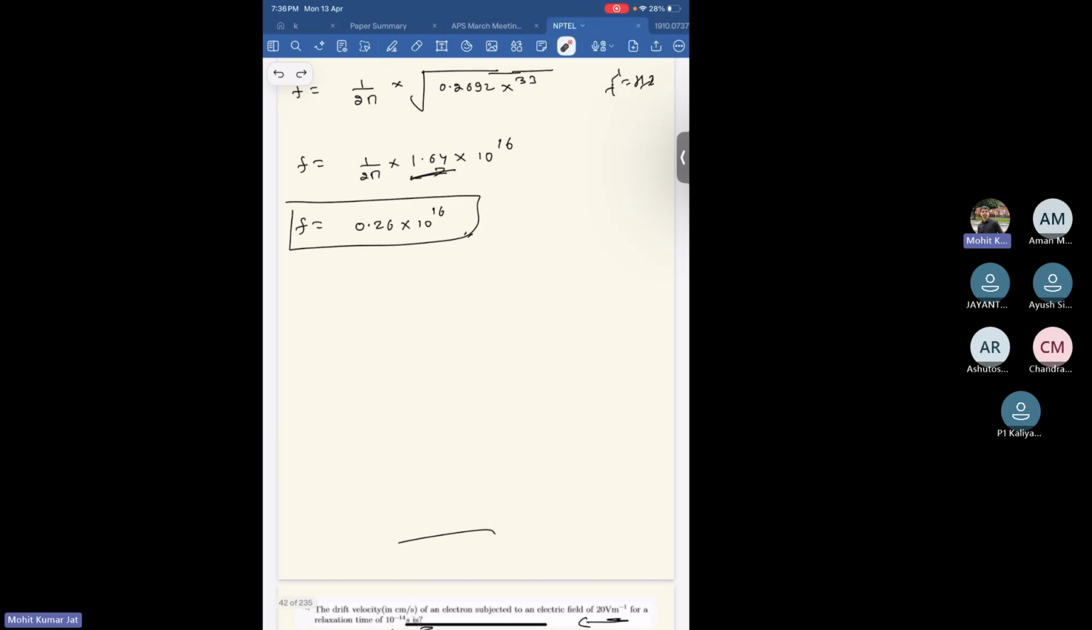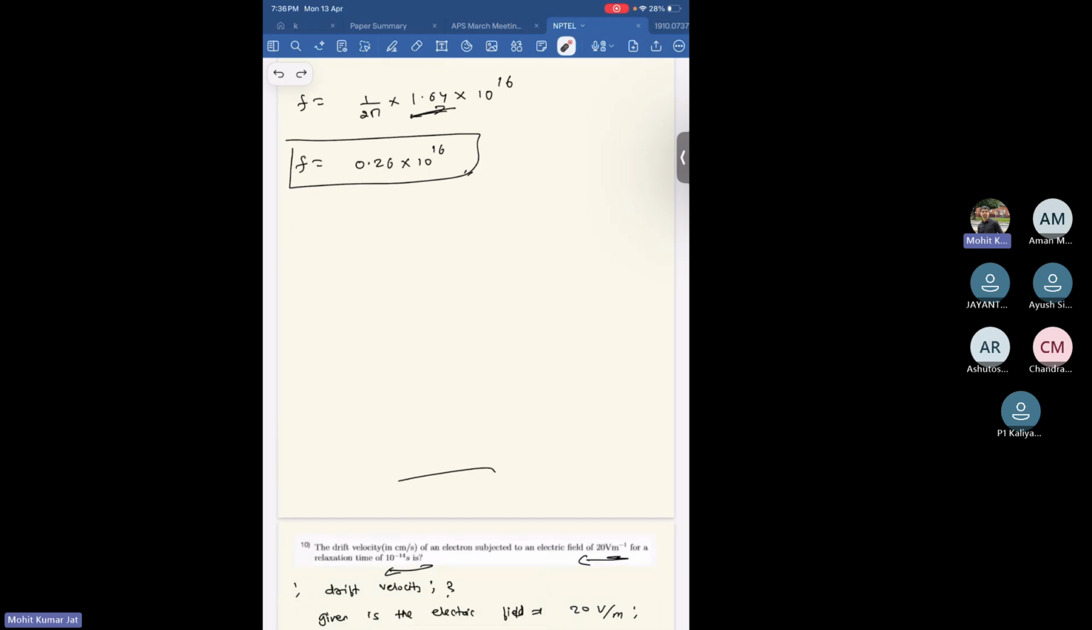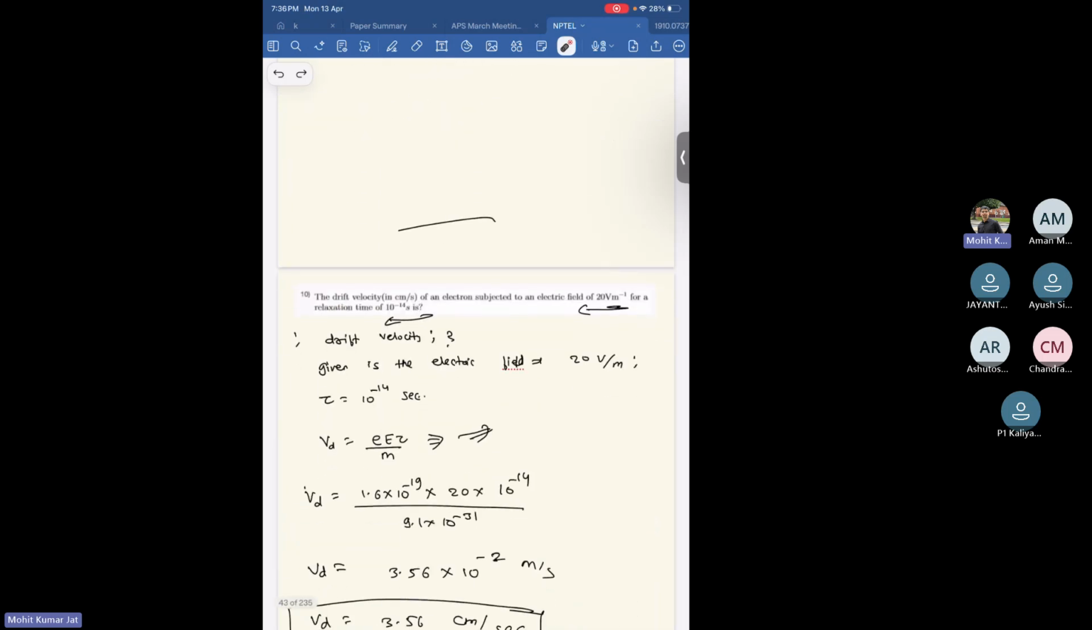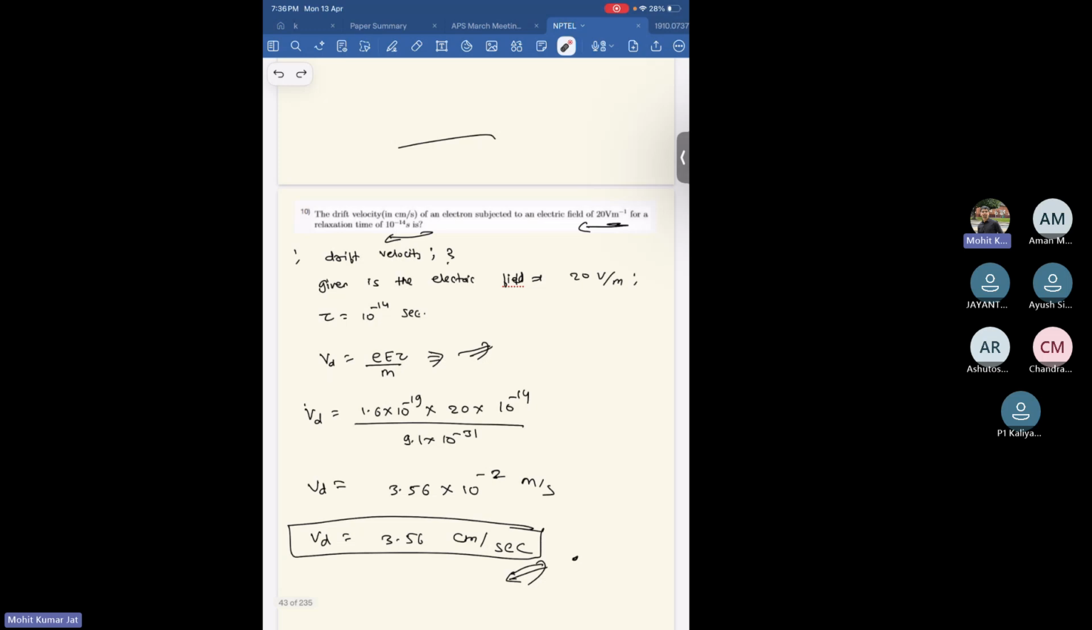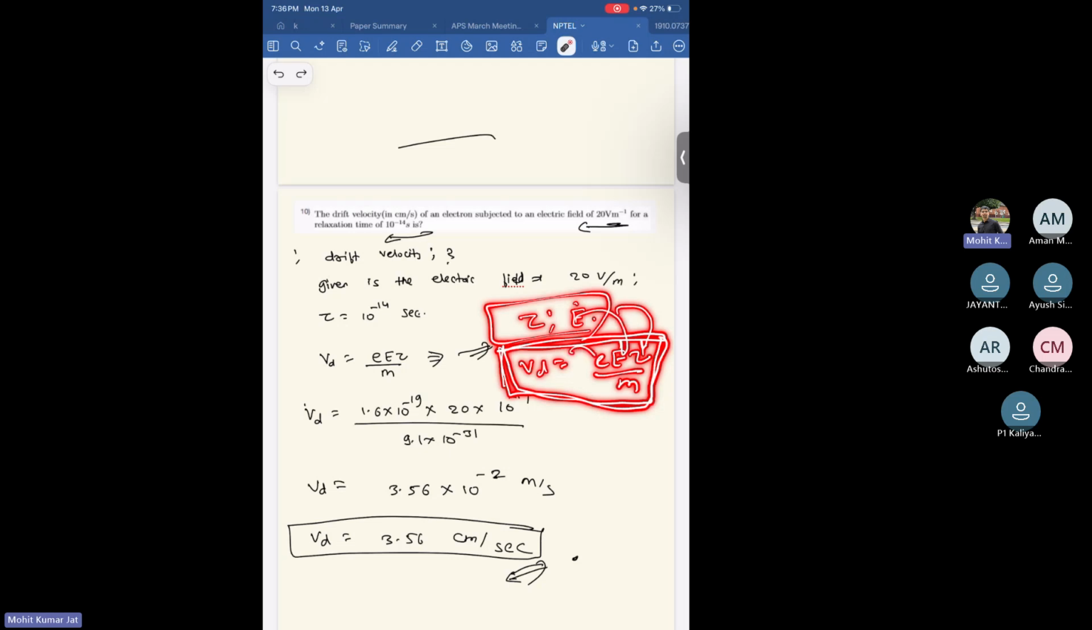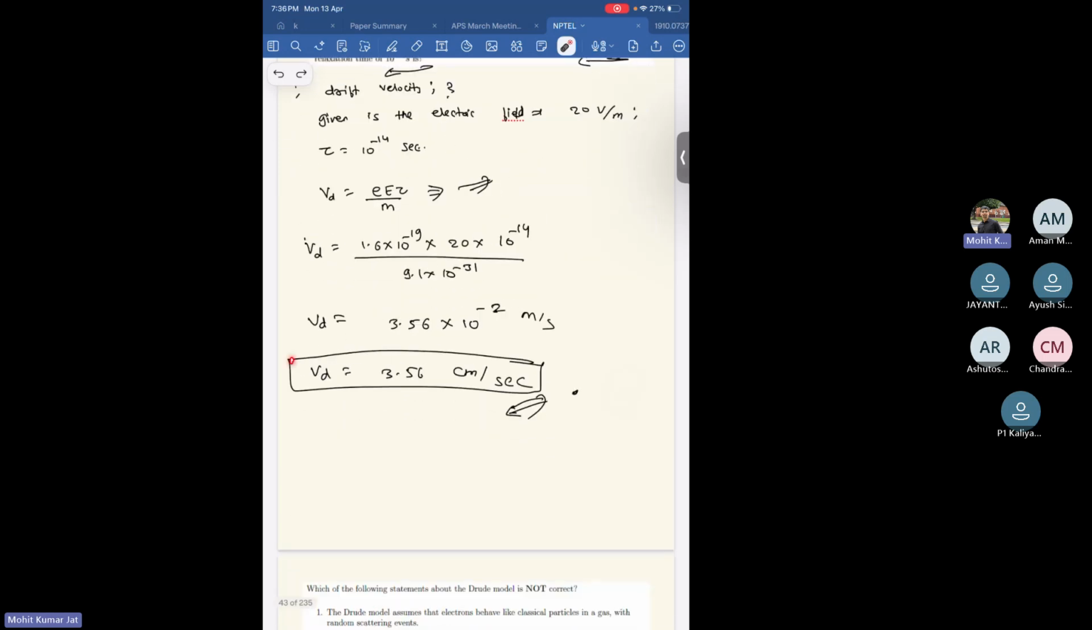So this is about the second assignment. If you have any question or doubt, okay, I think one more question is there. The drift velocity of an electron subjected to an electric field for a relaxation time. Tau is given, electric field is given. We know drift velocity is E tau by m from Drude theory. This is from the class notes, and this is a standard result. You just replace tau, E, electronic charge 1.6 into 10 power minus 19, and m, 9.1 into 10 power minus 31 kg. If you do so, you get Vd, the speed, to be 3.56 centimeter per second.